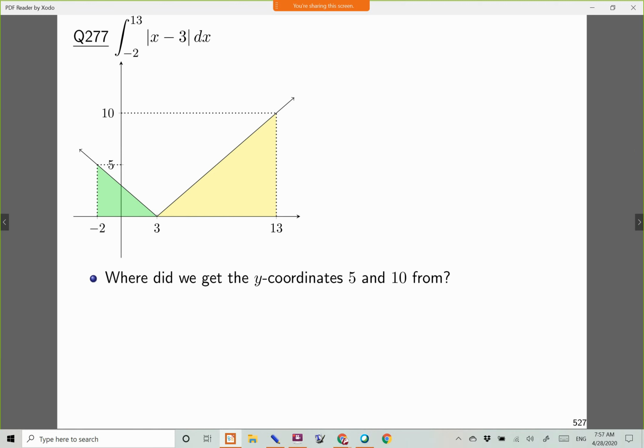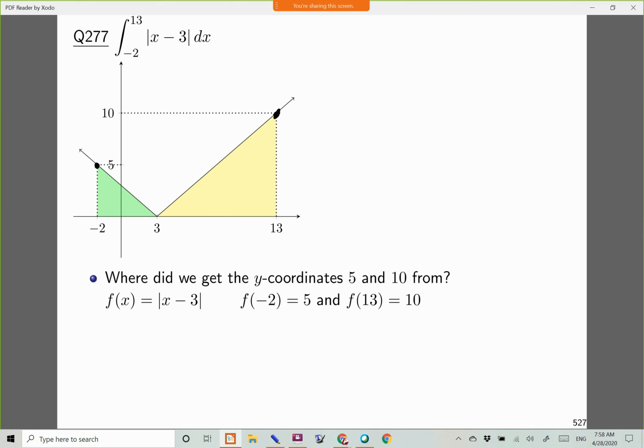So where do we get, again, the y coordinates of 5 and 10? Where did they come from? The usual thing here. Our function is f of x equals absolute value of x minus 3. So when you plug in this x value of -2, which was provided, you end up with absolute value of -5, which is +5. And when you plug in the other x value of 13, you get absolute value of 10, which is +10. Because we were taking absolute values, your y values are 5 and 10, they are positive. So that point right there has x coordinate -2, y coordinate 5, and this point has x coordinate 13, y coordinate 10.